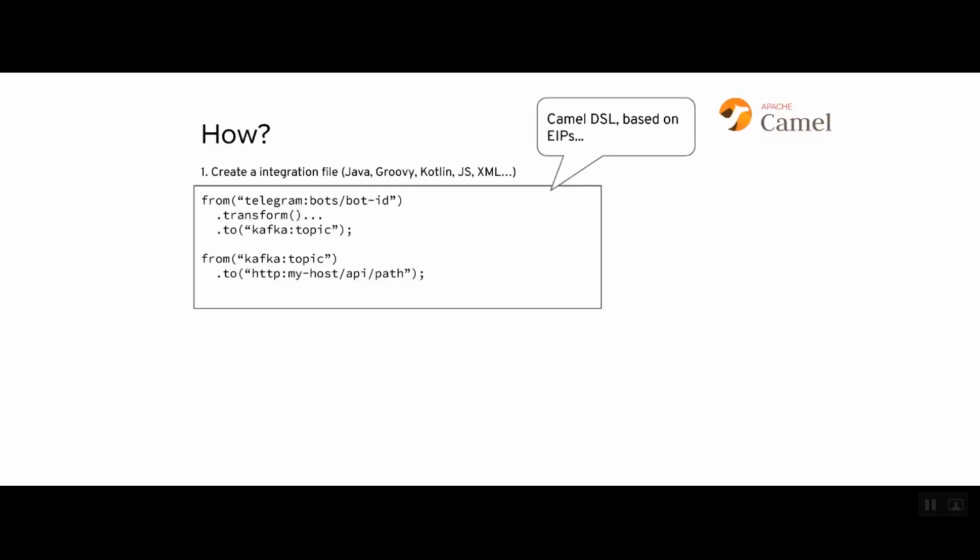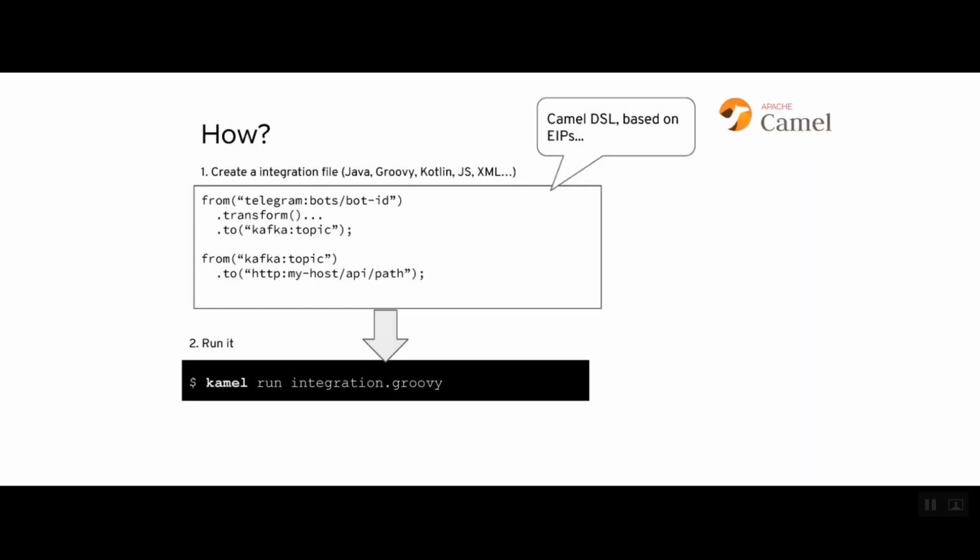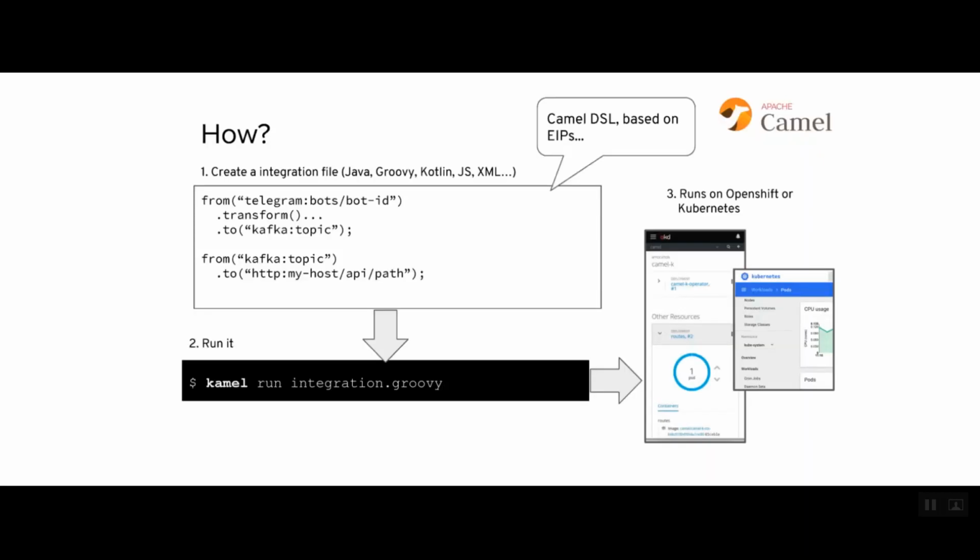And with Camel K, you can do that in a single file, and this is a Groovy file. So in this example, you're saying if we receive a message from a Telegram bot as a chat system, do some message transformation, send that message to a Kafka topic, and then listen for the same topic and call this service. So that's just a single file. Then you can say camel run and the name of the file, and then it runs in the cluster in the cloud.